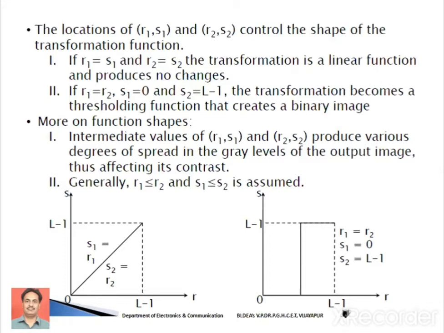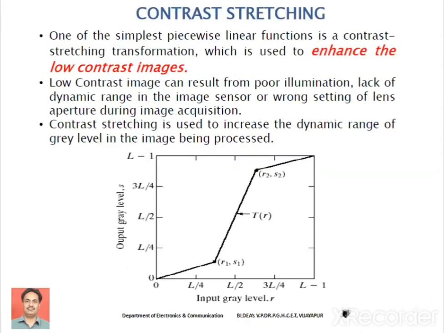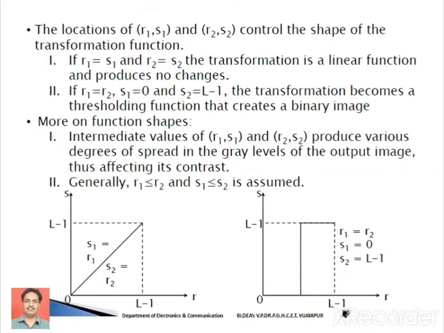which does not produce any change in the output image. Then we have the second possibility, that is, if R1 is equal to R2, S1 is equal to 0 and S2 is equal to L minus 1. Dear students, what we are doing is using R1 equal to R2, making S1 equal to 0, and S2 is set to L minus 1. By doing so, we are going to get a graph like this. We are going to get a middle line here, going up to L minus 1 on the y-axis.